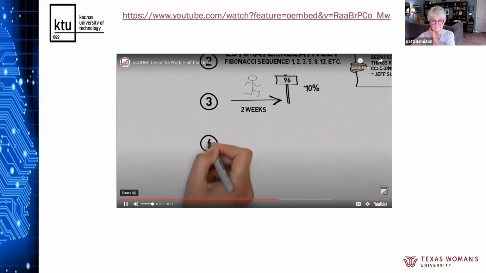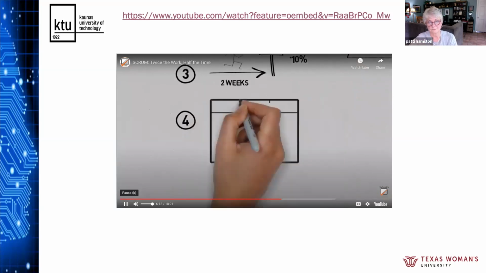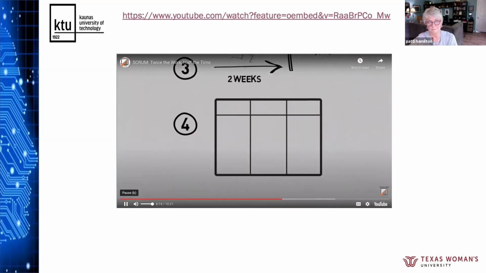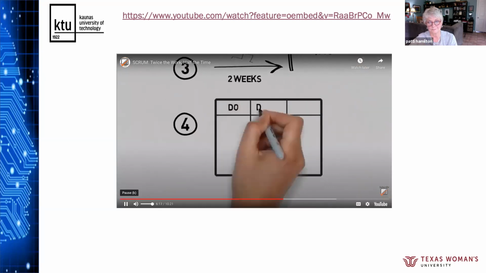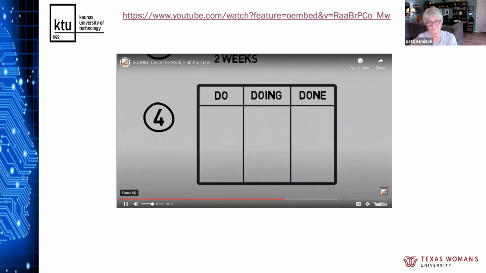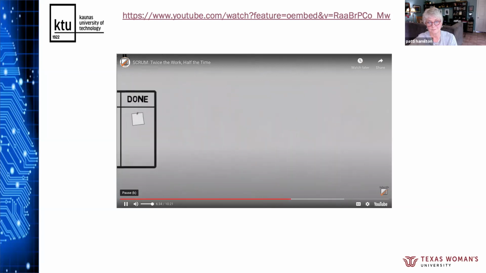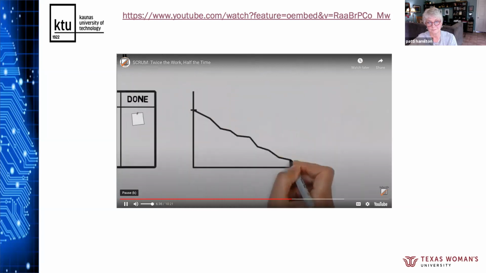Step number 4 is to make your work visible. You do this by creating a Scrum storyboard. A simple storyboard includes 3 columns: what you're going to do, what you're doing, and what you've done for the sprint. So we populate the do column. If this was on the wall, you would use post-it notes, and each post-it note would represent a task. As you start doing it, you move it to the doing column, and as you complete it, you move it to the done column. Each day, you update what's called a burn down chart.